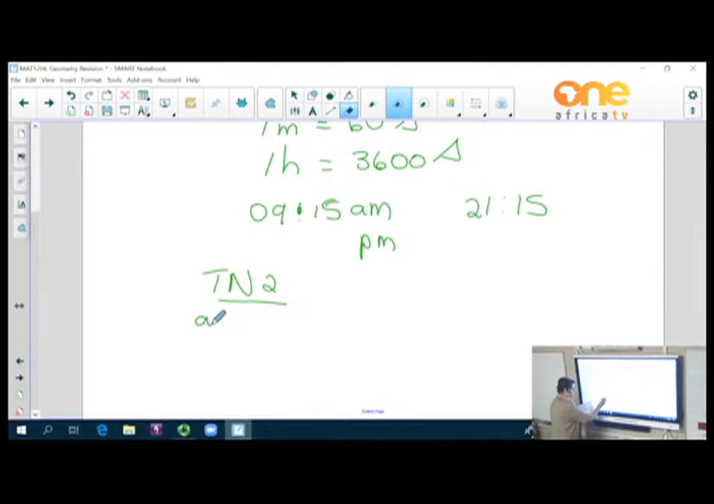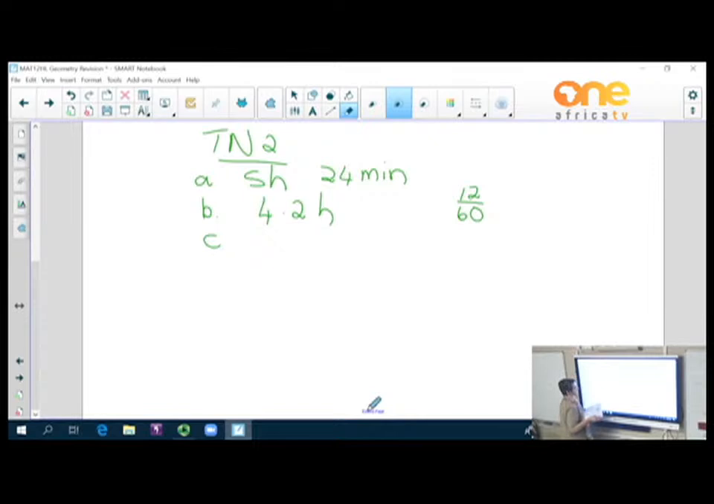Changing hours to minutes. So that is just 5 hours. And now how do I change the 0.4 hours to minutes? You multiply 0.4 times 60. And that's how you get 24 minutes. Number B, 4 hours and 12 minutes is then 4. And how do I change now the 12 minutes to hours? It's 12 out of 60, which is 0.2 hours. And those are the important conversions that we have to make.